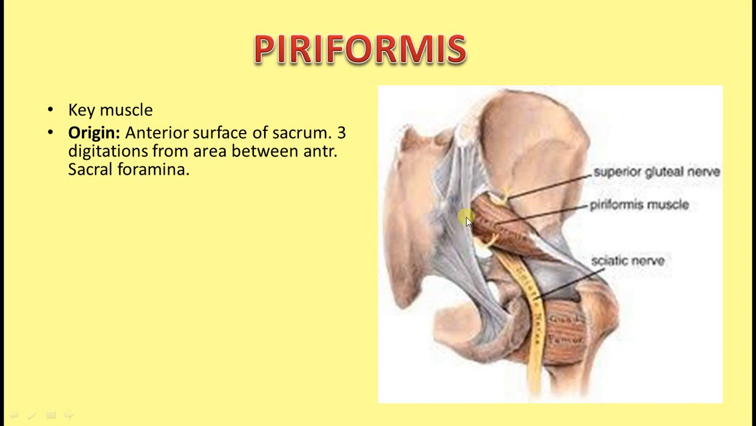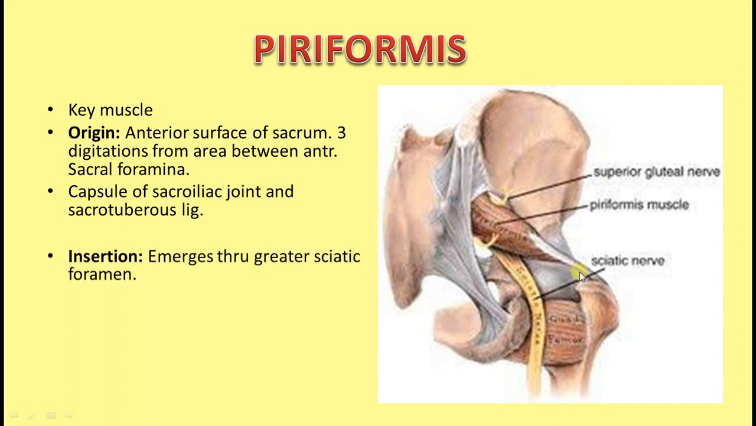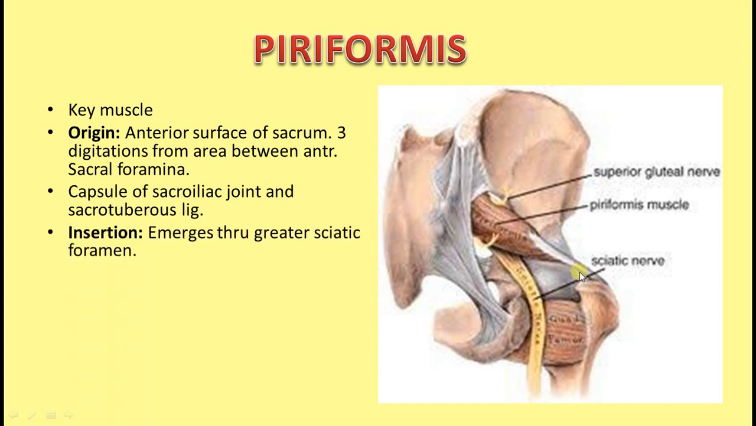It arises from the anterior surface of the sacrum, which is a fusion of 5 sacral vertebrae. From the upper 3 sacral vertebrae and the area between the sacral foramina, it arises in 3 digitations, and also from the capsule of the sacroiliac joint and the sacrotuberous ligament, and it is again inserted into the greater trochanter.